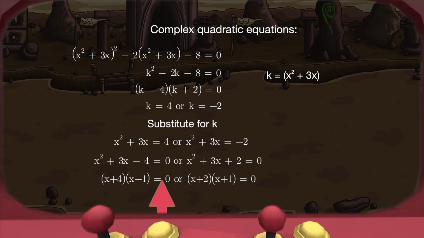This is a zero product rule. This is also a zero product rule, so you know what to do. So x will be equal to minus 4, or x will be equal to 1, or x will be equal to minus 2, or x will be equal to minus 1. And there we go. So let's go and have a look at another example to make this even clearer.